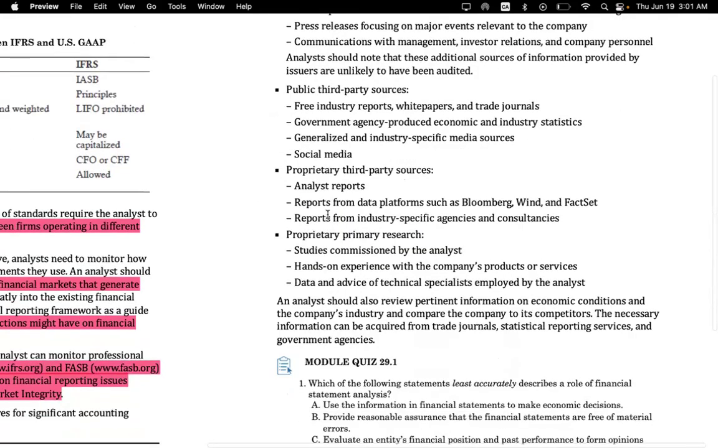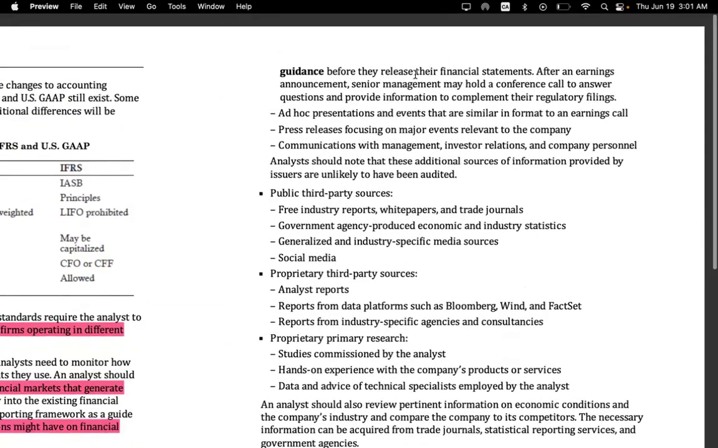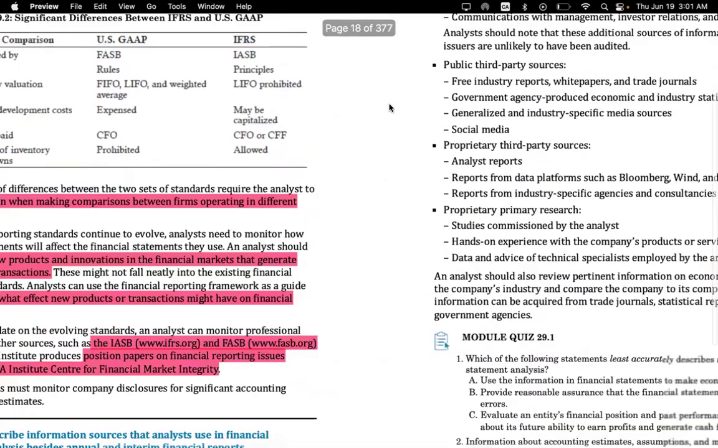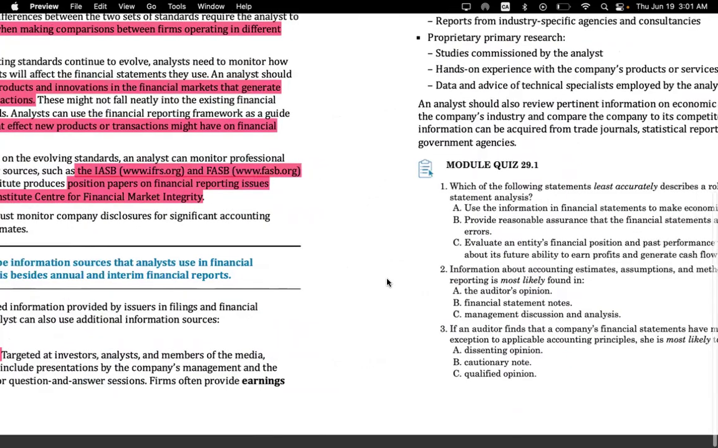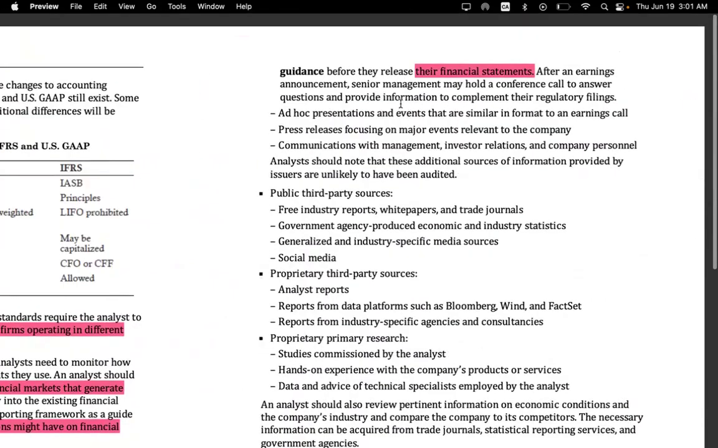Earnings guidance. Firms often provide earnings guidance before they release their financial statements, which is more of a hint. And then after an earnings announcement, senior management may hold a conference call to answer questions and provide information. Ad hoc presentations are similar in format to an earnings call, again, like a conference. You call a bunch of people, you tell them about your company.